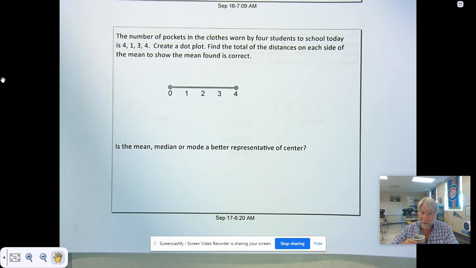Slide 2. The number of pockets in the clothes worn by students to school today is 4, 1, 3, 4. Yes, I made the data up because we got no kids and I can't count pockets on kids that aren't here. So, create a dot plot. Find the total distance on each side of the mean to show that the mean found is correct. Let's do this with you.